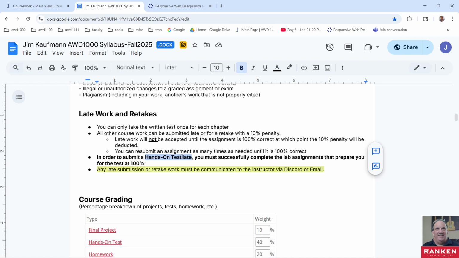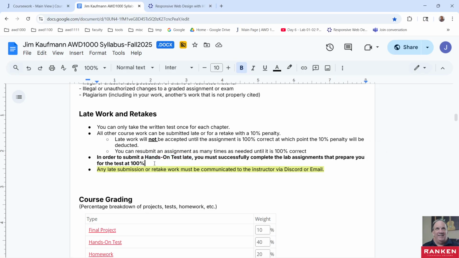So let's say you didn't do your hands-on test that was due on a Sunday or something, and then the next Monday, you want to submit it. Well, you have to make sure that there's all these lab assignments that are also part of what that hands-on test is. And so you have to complete all of them before you can submit the hands-on test, okay? I'm not saying you have to have 100% on everything, but you have to submit all of your work. You have to submit all of the labs before you can make up a hands-on test, okay?